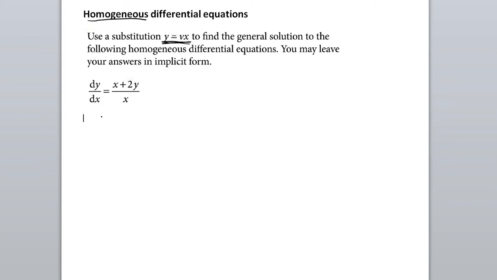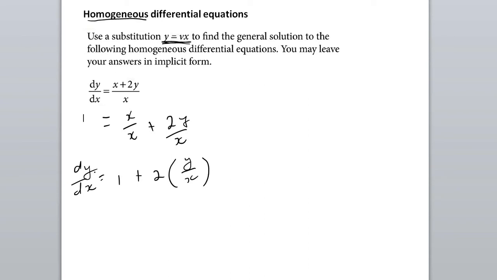Of course, the first thing that I notice is I can actually separate this as x over x plus 2y over x. So now in the end I just have 1 plus 2, and if I were to write it out, y over x. So this is now dy/dx, my first derivative of my function y, is equal to 1 plus 2y/x. Now the moment I see a y over x, normally this is a very good indicator that we're going to work with homogeneous differential equations.